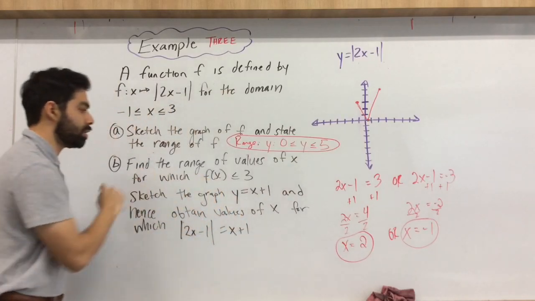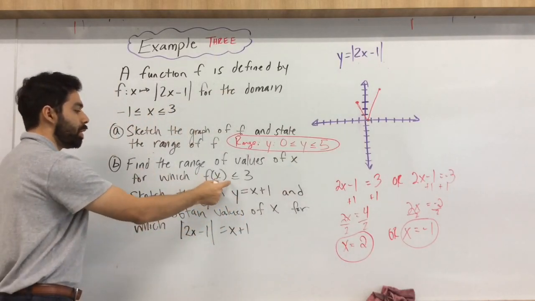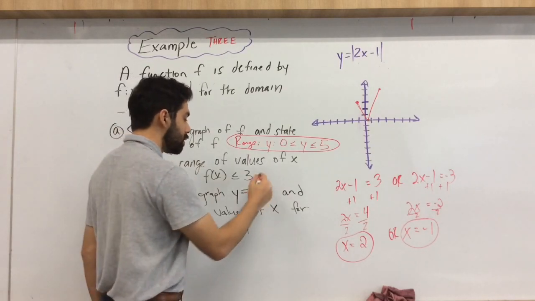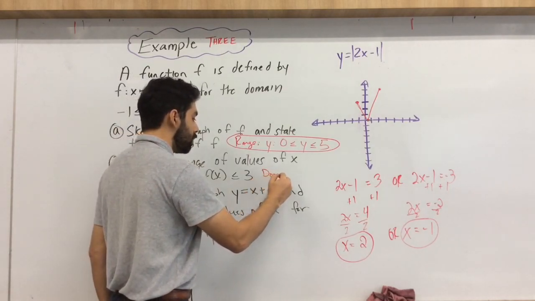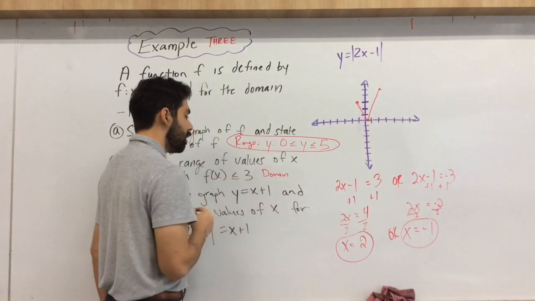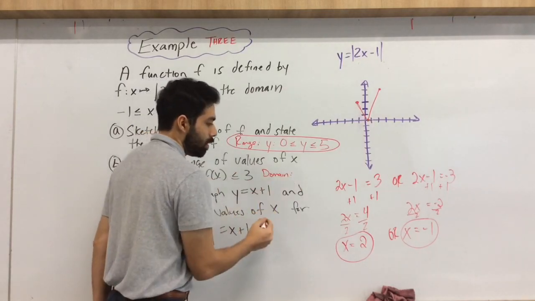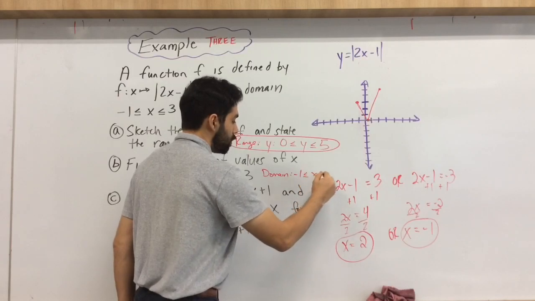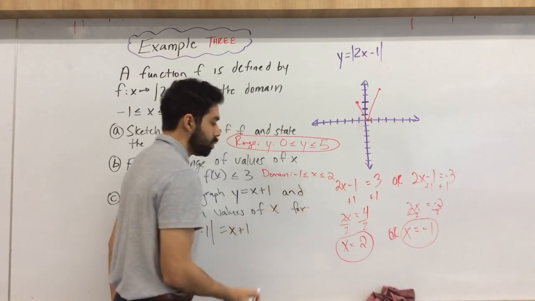So remember the question. What is the domain when the range is less than 3? In this case, our domain, considering our range is less than 3, is going to be between negative 1 and 2.